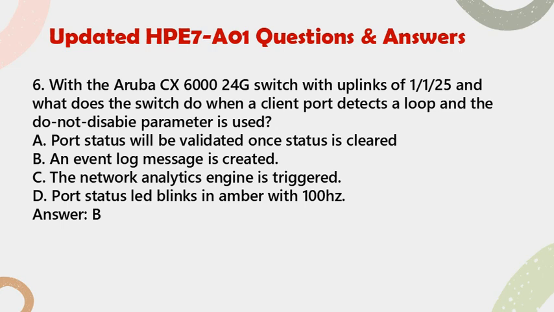6. With the Aruba CX6024G switch with uplinks, what does the switch do when a client port detects a loop and the do-not-disable parameter is used? A. Port status will be validated once status is cleared. B. An event log message is created. C. The network analytics engine is triggered. D. Port status LED blinks in amber with 100 Hz. Answer: B.